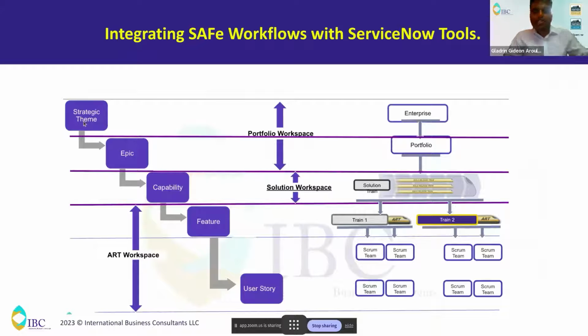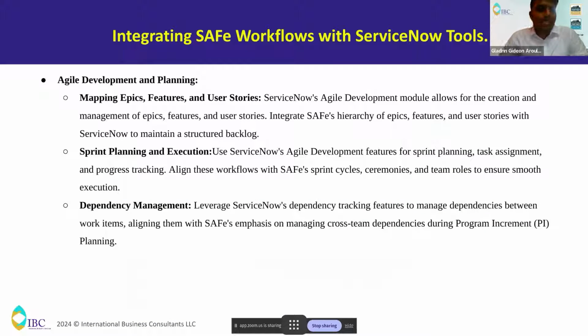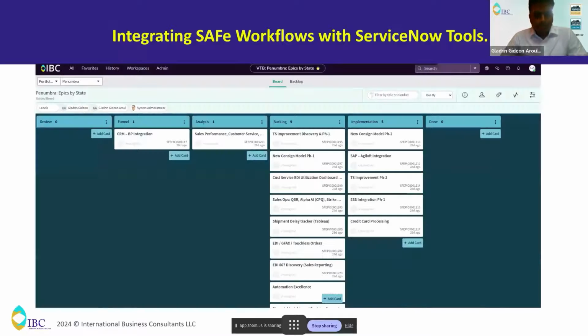The strategic theme will always be at the enterprise level. And then we have the portfolio level, meaning the epic, and then slowly the solution train and all the other ART trains. Within the ART trains, we have the teams, etc. I think Abhi already covered all this flow. So now I will just tell you how you can add an epic, feature, and user stories, and how you are supposed to plan sprints, program executions, and dependency management, etc., in SAFe and ServiceNow. So here it is.